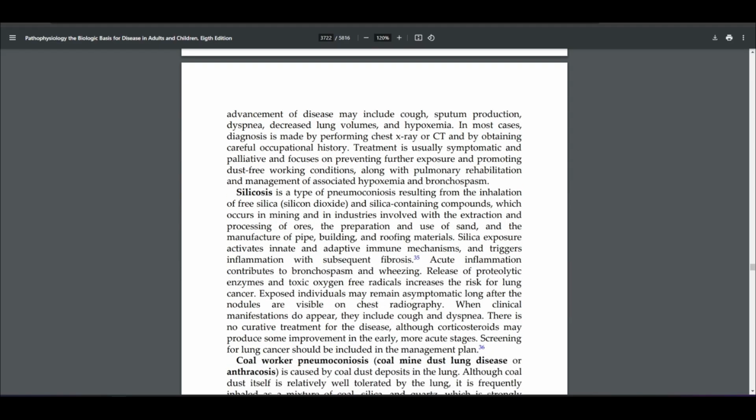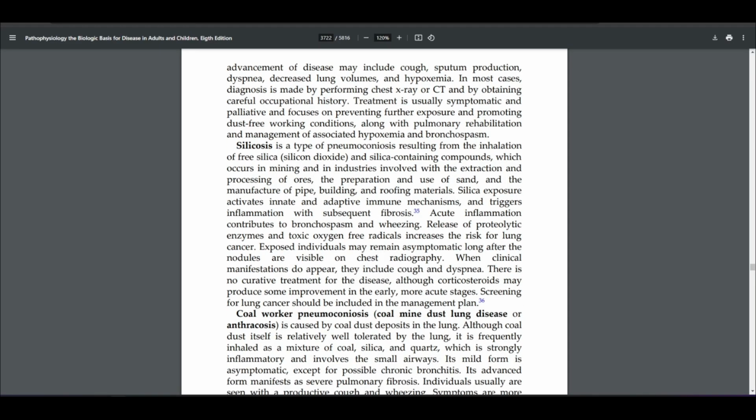Clinical manifestations of advancement of disease may include a cough, sputum production, dyspnea, decreased lung volume, and hypoxemia. In most cases, diagnosis is made by performing a chest X-ray, CAT scan, or obtaining a careful occupational history. Treatment is usually symptomatic and palliative and focuses on the prevention of further exposure and promoting dust-free working conditions, along with pulmonary rehabilitation and management of associated hypoxemia and bronchospasm.